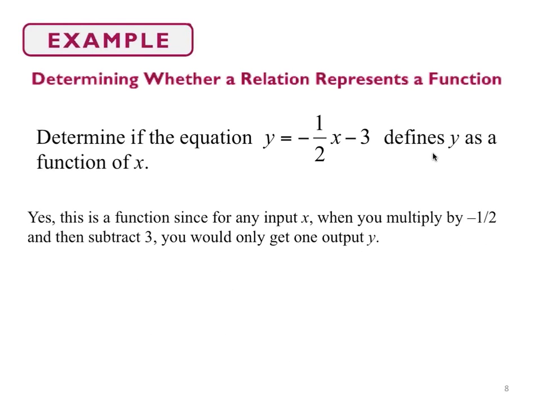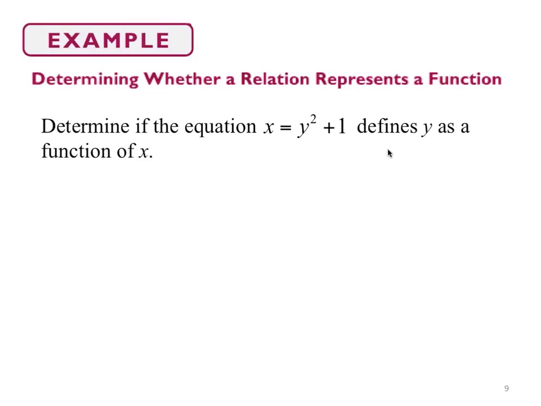So in order to do this, it's easiest if you go ahead and solve for y and then look and see if you had an input for x, would it have only one output for y? If you put something in for x, like 2, for example, you do -1/2 times your number, 2, and then subtract 3. That's just going to give you one output for y. So yes, that one's going to be a function. It'll be a little easier to see when you have something that's not.